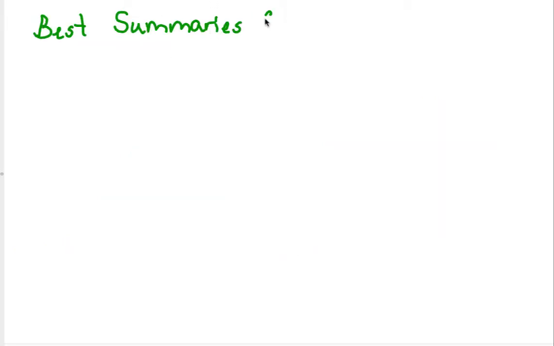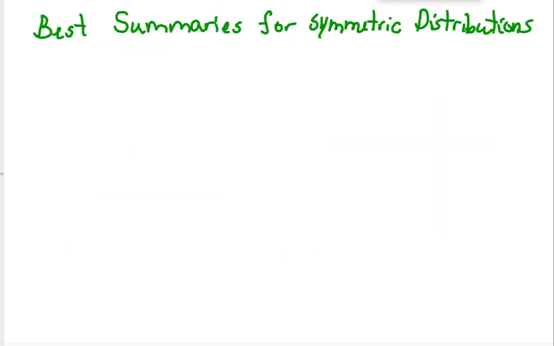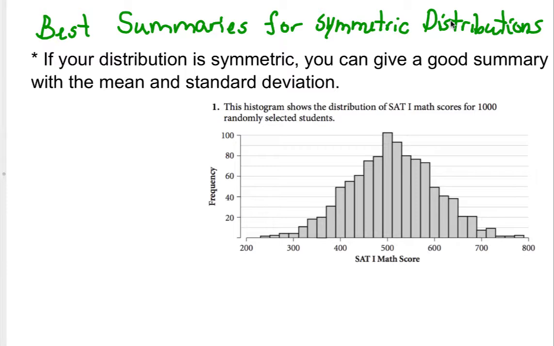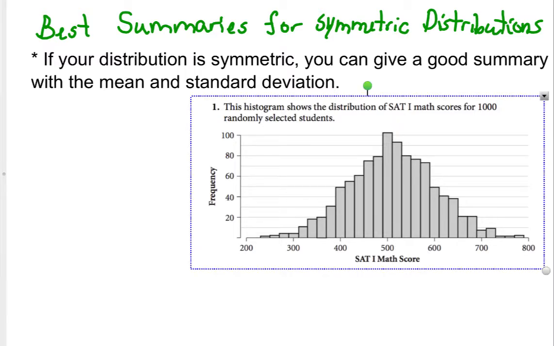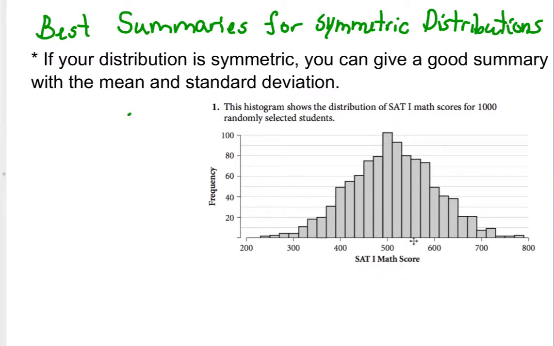The best summary statistics for a symmetric distribution are the mean and the standard deviation. Mean for the measure of center, the standard deviation for the measure of spread. So let's look at this. This is pretty symmetric. We have a mean about here in our data, and we have the exact same shape, curvature on each side of that mean value. So I'd say this is pretty symmetric. Let's say the mean is about 510. We got that nice symmetric curve going on each side.